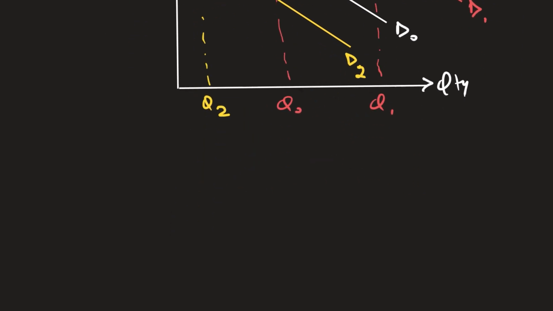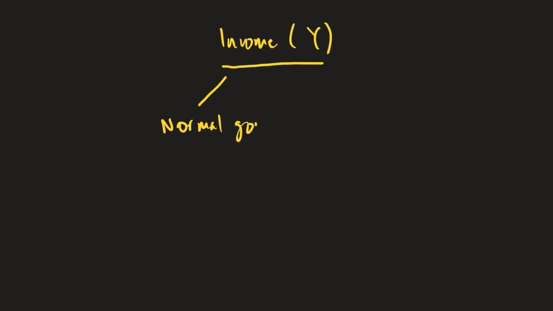Let's now look at factors that affect demand. The first factor that affects demand is income. We use the symbol Y in economics for income, and we say that there are two kinds of good that are affected through income. One is what we distinguish as normal good, and another one is what we call inferior good.